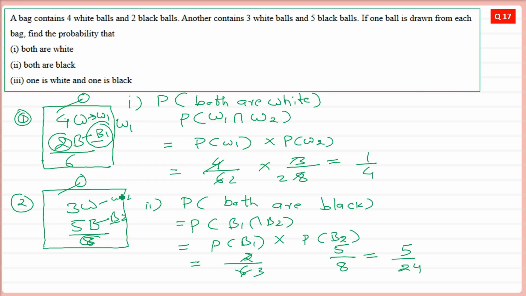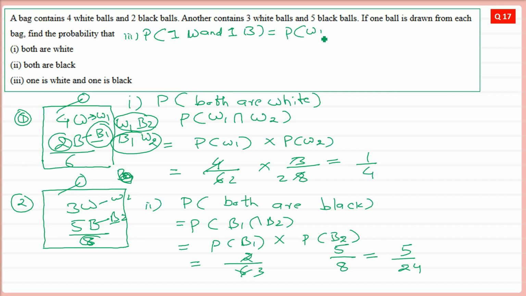White from the first bag, black from the second bag, or vice versa. That is black from the first bag and white from the second bag. You can call it W1 and B2, plus B1 and W2. One is white and one is black means first white and second black. So if white is coming from one, the black should come from another. W1 intersection B2 it will be.